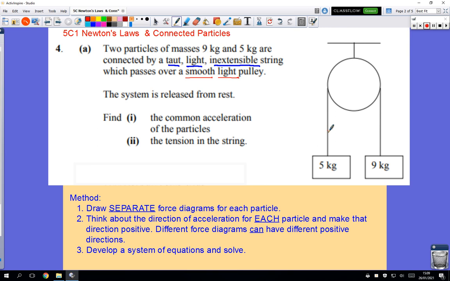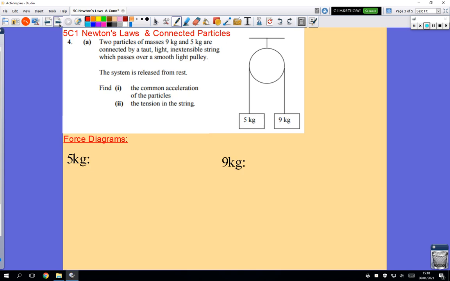So the method is this, and this is really important when we're talking about connected particles: we draw separate force diagrams for each particle. And I emphasize that each particle in any problem always gets its own force diagram. We think about the direction of acceleration for each particle, for each separate diagram. Different diagrams can have different positive directions. Develop a system of equations and solve. So it's fairly straightforward once you see it done once or twice. So let me go through the example.